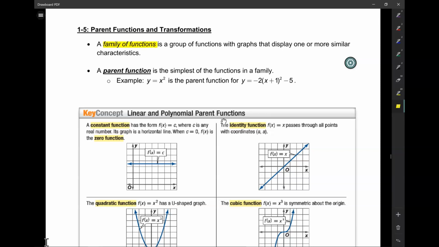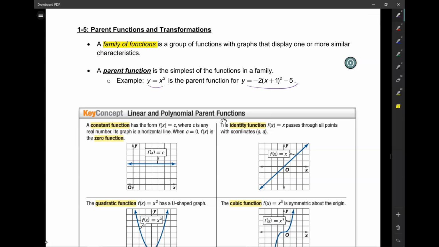So for example, parabolas form a family of functions. But we know that when it comes to the equations for a parabola, no two equations will look alike, right? Y equals x squared is an equation of a parabola. Y equals negative 2(x plus 1) squared minus 5 is an equation of a parabola. Both of these give you a parabola.